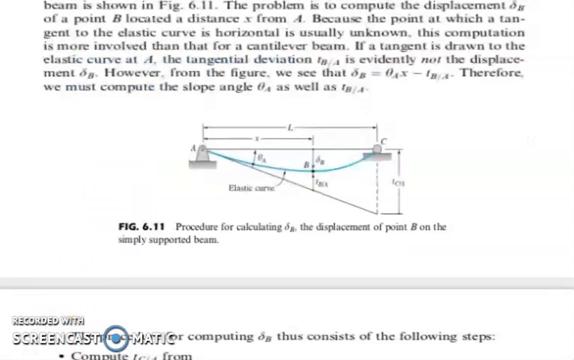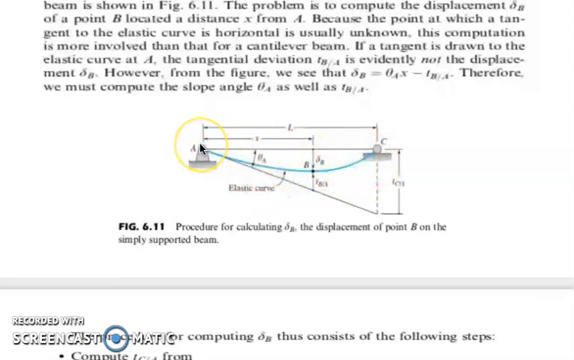For the simply supported beam, the elastic curve of a simply supported beam as shown in this figure, we have here a calculation for the displacement at point B. So the displacement at point B in the simply supported beam. We have here our point A and point C. We're trying to solve for the displacement at point B. We have here our elastic curve.